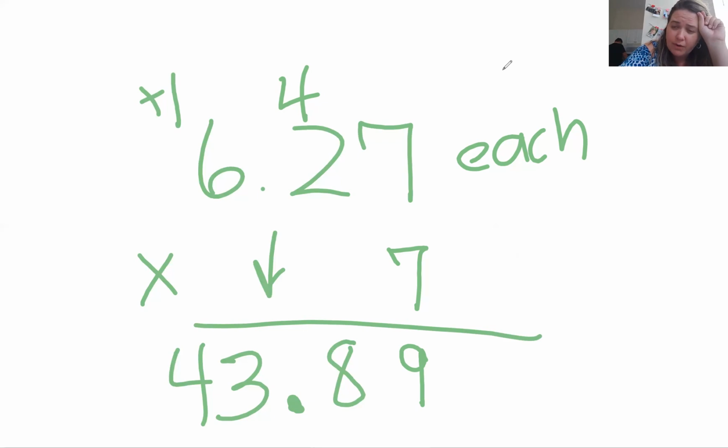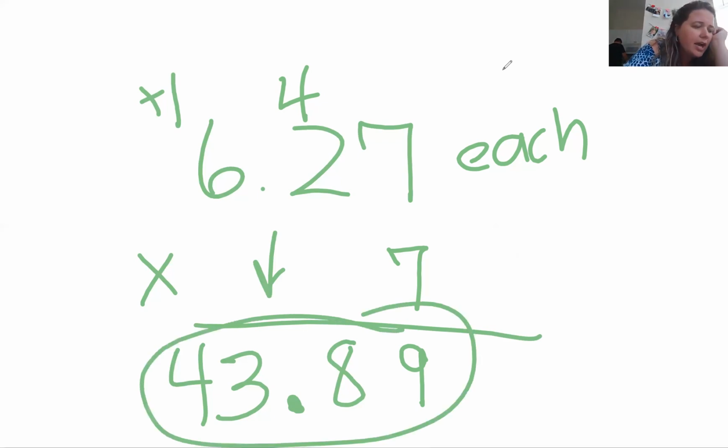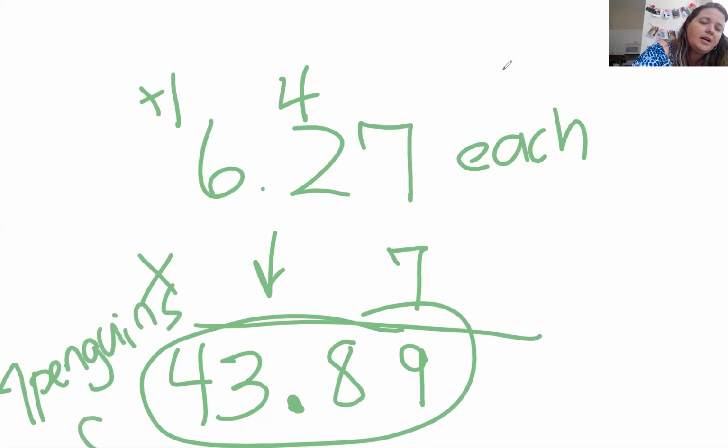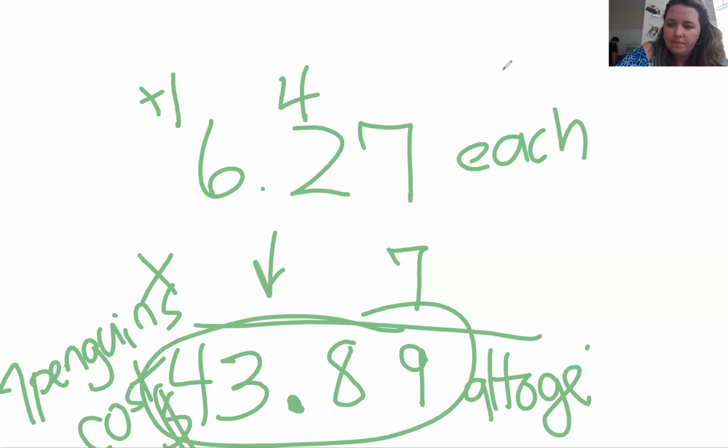Okay, but I know it's a word problem, so this cannot be my final answer. I have to answer using words because it is a word problem. So if I read, it says Rita sells stuffed penguins for $6.27 each. How much will 7 penguins cost? So you need to say 7 penguins cost $43.89. We could say all together, right? Right? Beautiful. Okay, I'm going to stop sharing.